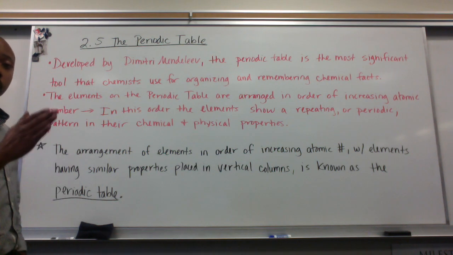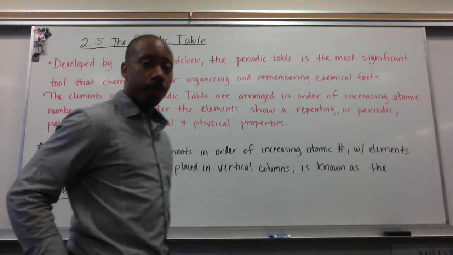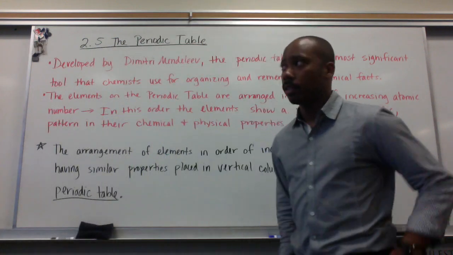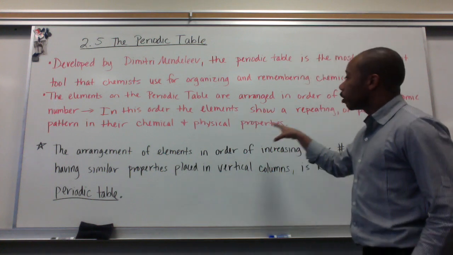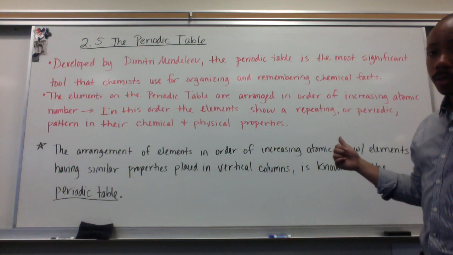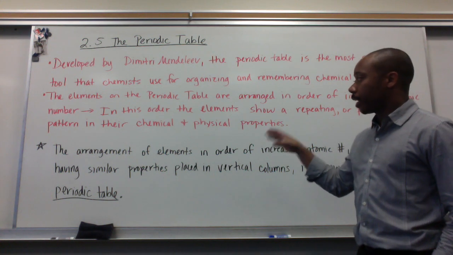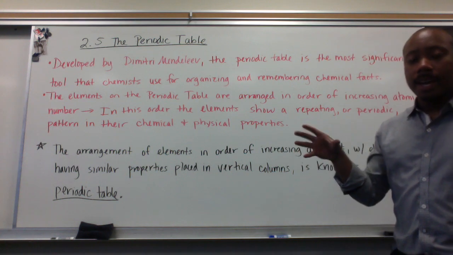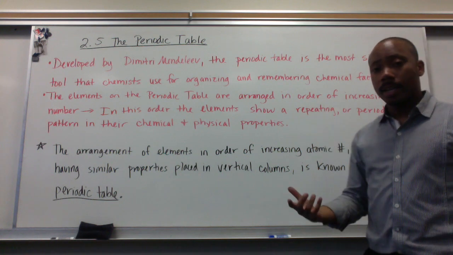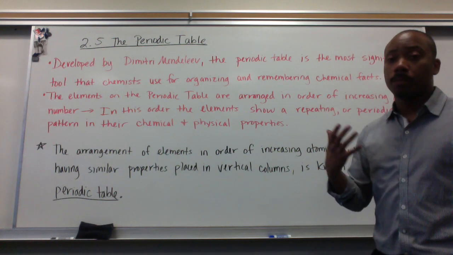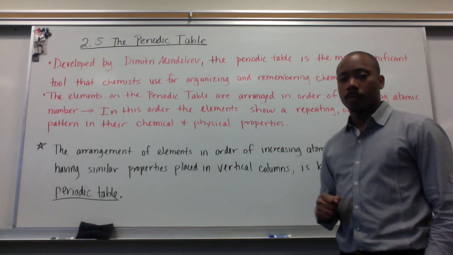The elements on the periodic table are arranged in order of increasing atomic number. So if you look carefully, everything increases from 1 till, on our periodic table, 113, to around 118 for other periodic tables. In this order, the elements show a repeating or periodic, hence the name, pattern in their chemical and physical properties. We'll talk more about that tomorrow in class.